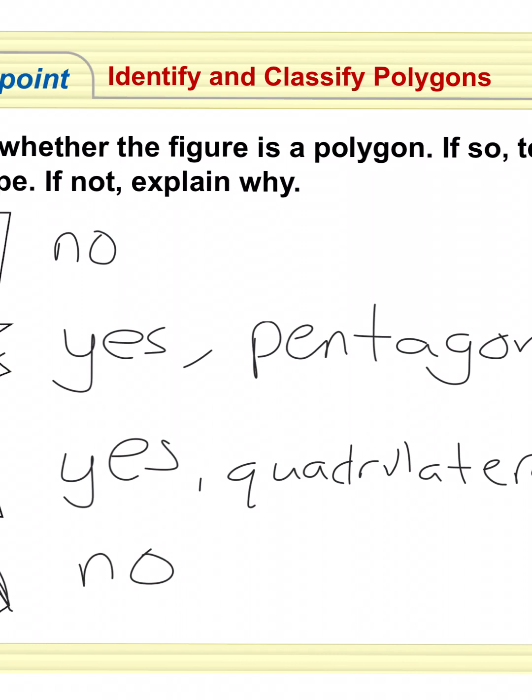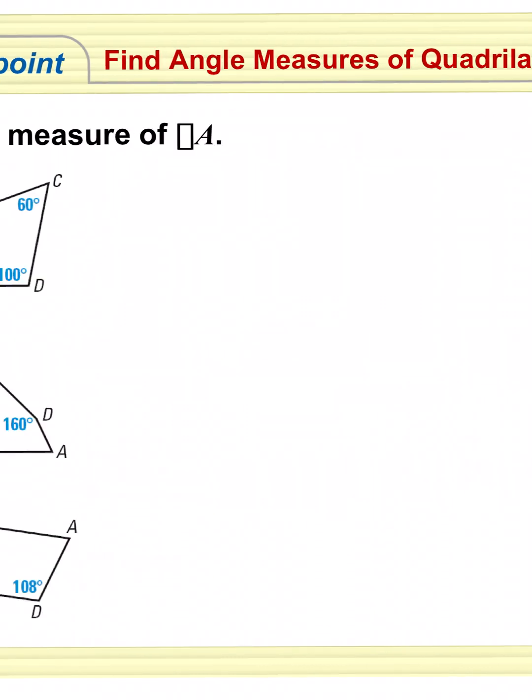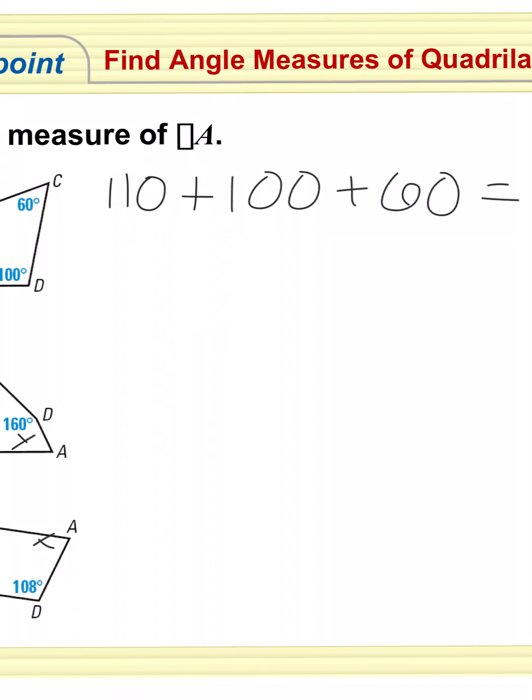Questions over identifying and classifying polygons? Okay, last thing. You remember, what do all angles in a polygon add up to? 360, okay? Triangles were what? 180, okay? So if we're looking for this missing angle, and I'm just looking at 5 for now, how would I find that missing angle? Add them, minus 360. Yep, I'm going to add all of the ones that are given to me together. So I have 110 plus 100 plus 60. What do we get for that? 270.